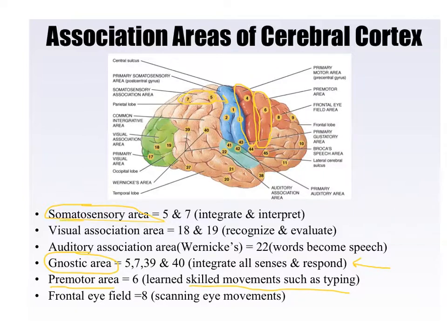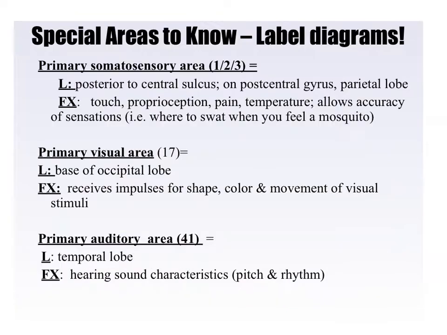And I mean, visual association area, you know that's going to be the occipital lobe. You can write these things down, but it's not going to be a major part of your exam if it's even on the exam at all. So I'll move it on.